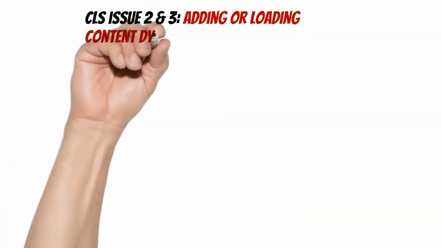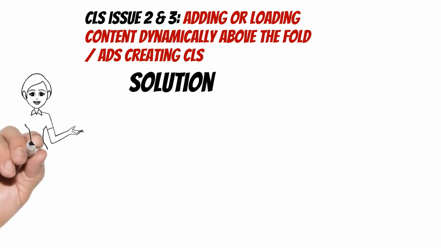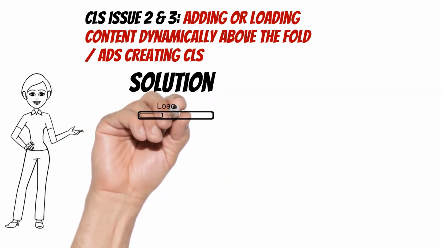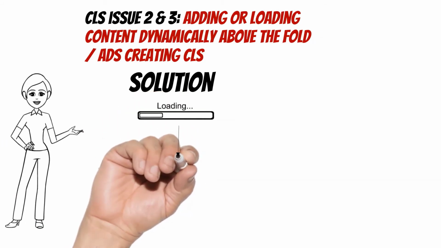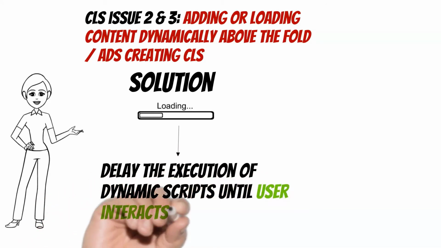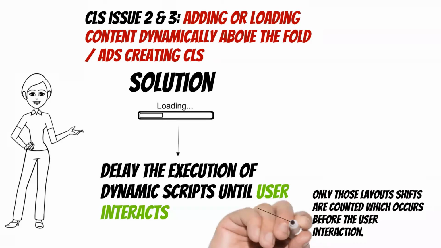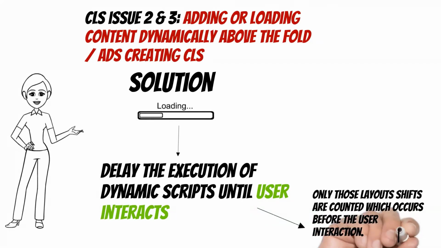The solution for the second and third possible issues of CLS shifts are elements like buttons, pop-ups, sticky bars, ads, banners, etc. that appear above the fold. So what is the solution to such dynamic elements? It's simple, just delay the execution of all those scripts that are injected dynamically above the fold until user interaction. By doing this, the CLS of your web page won't be impacted because, as per the Google Core Web Vitals guidelines, only those layout shifts are counted which occur before the user interaction.